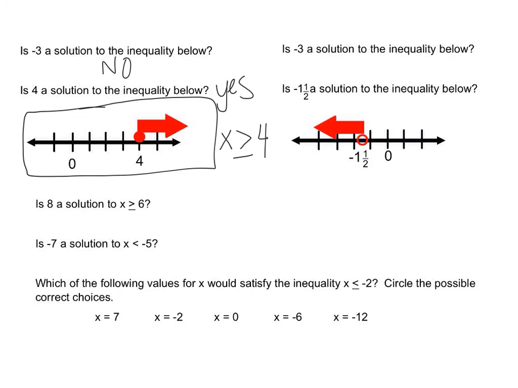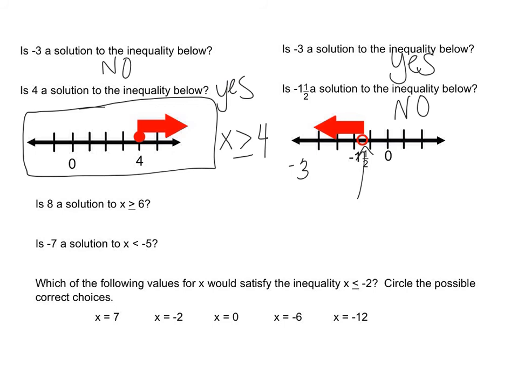Let's look at the graph on the right-hand side of the page. Would negative 3 be a solution to this inequality? Yes, notice the arrow is pointing at numbers that are smaller than negative 1.5. Negative 3 is down here. It would be a solution. Is negative 1.5 a solution to the inequality below? No. How do we know that? Because the circle above the negative 1.5 is not filled in, so x cannot be exactly negative 1.5.